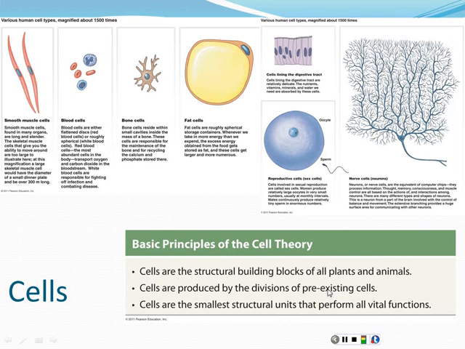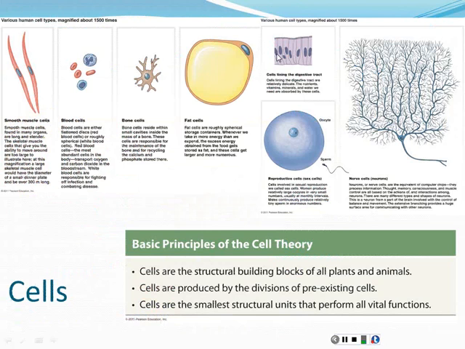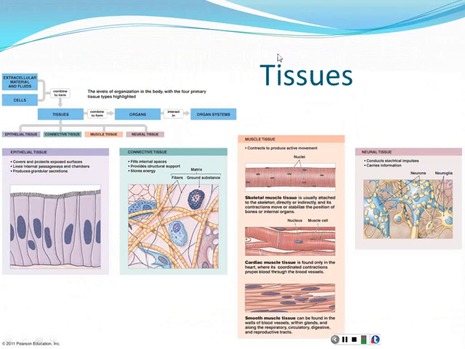All cells come from other cells. So cells don't just happen. They divide from pre-existing cells. So only a cell can make a cell. And then finally, the cell is the functional unit of life on Earth. In other words, it's the smallest unit that performs all of the characteristics of a living thing. So it's the smallest part of the organism that has all of these characteristics of the living organism. So cells are the foundation of biology.